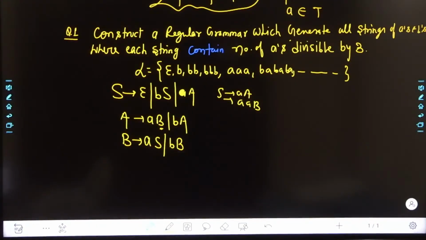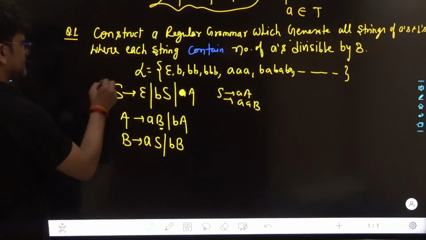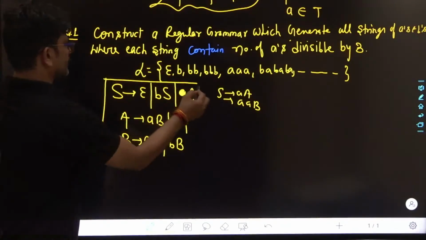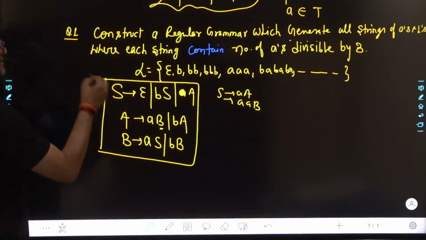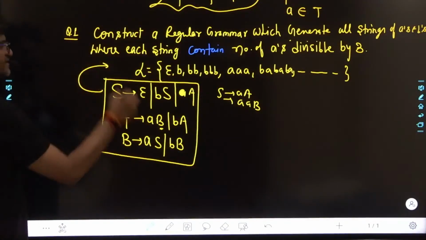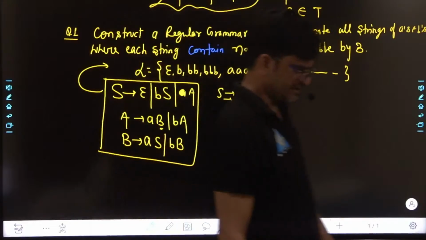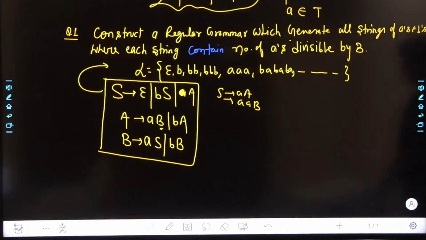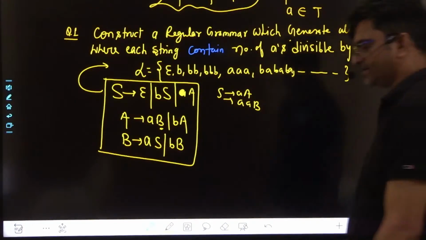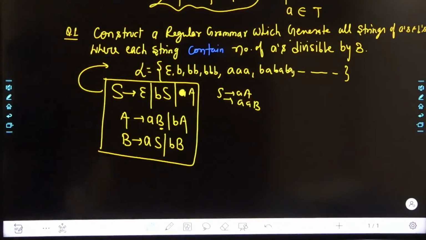Any number of B's. So see, this is the regular grammar that generates number of A's divisible by 3. Please check once.